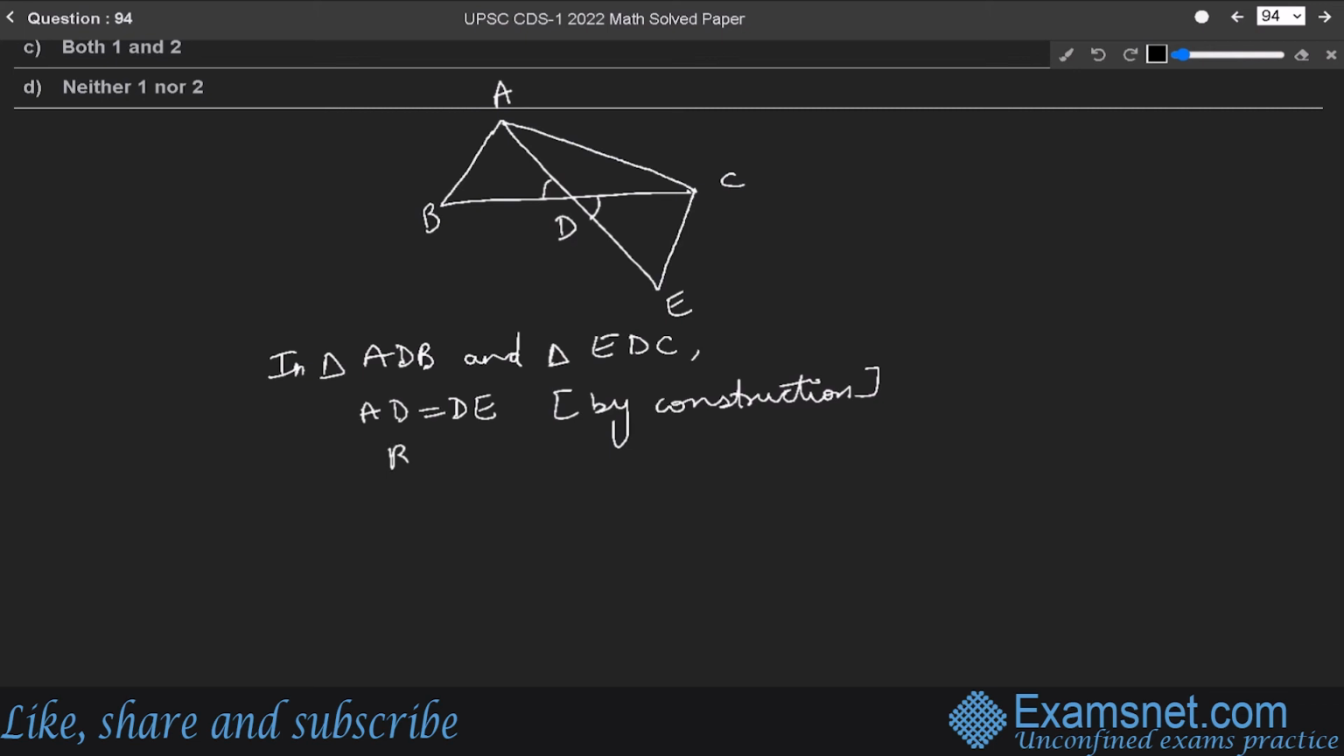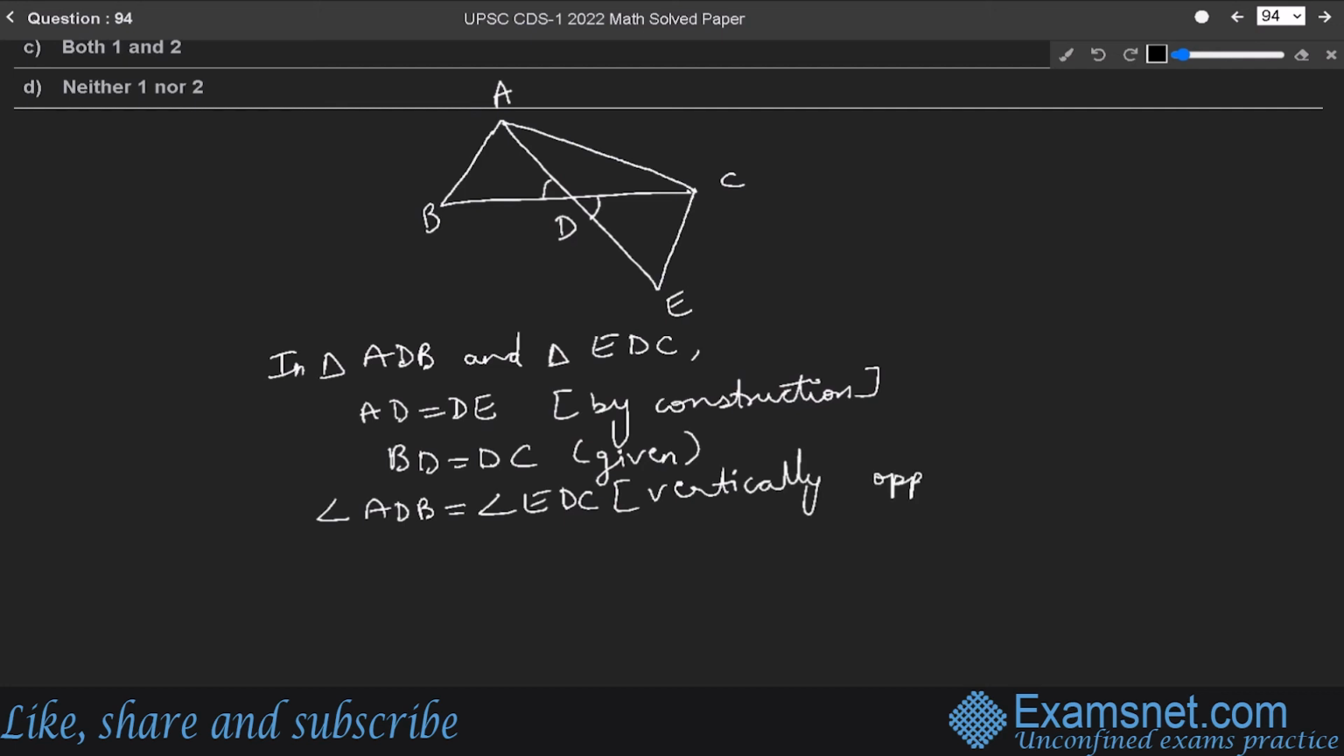Also BD is equal to DC. It is given in the question. And angle ADB is equal to angle EDC, because we know that they are vertically opposite angles, and vertically opposite angles are always equal. So now can you tell me by which type of congruency both these triangles are congruent?